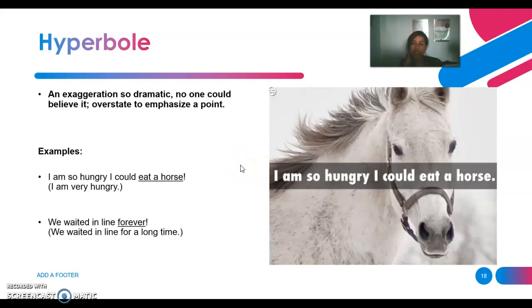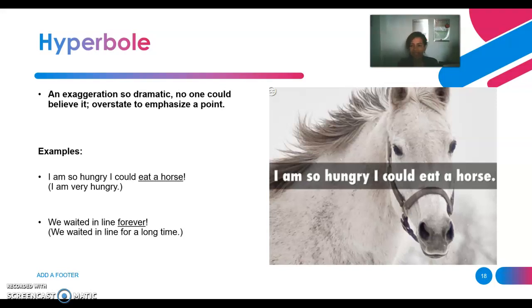Hyperbole. So that's the next letter on shampoo. Hyperbole is an exaggeration so dramatic no one could believe it. Overstate to emphasize the point. Some examples are, just like this picture here on the right, I am so hungry I could eat a horse. Nobody's really that hungry that they would eat a horse.